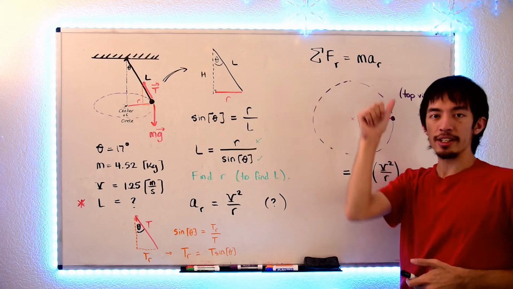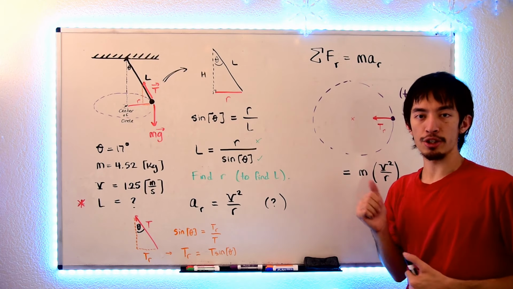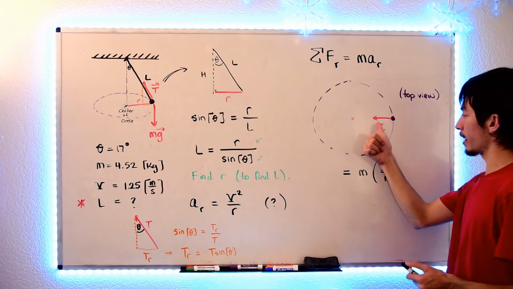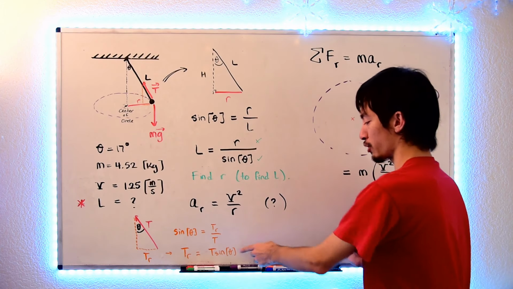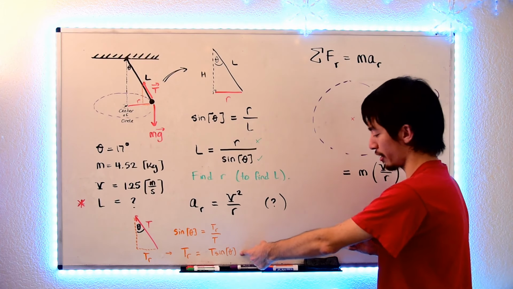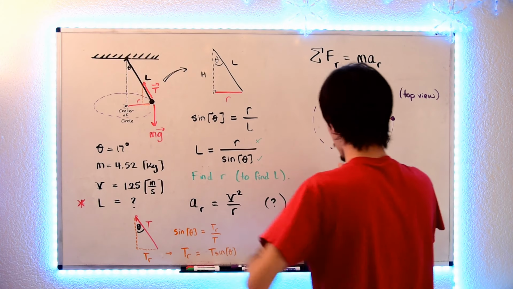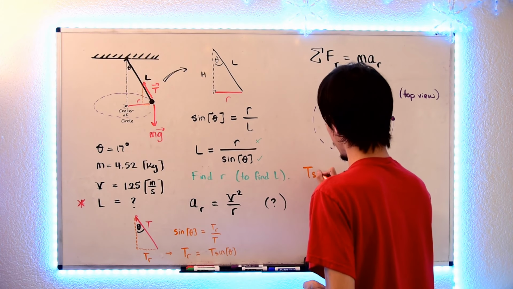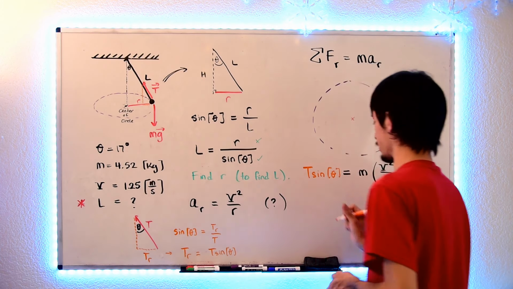On the left side, we need to consider all forces that point toward or away from the center of the circle. In this case, just the tension radial component, which we found to be T sine theta. So we have positive T sine theta because it points toward the center of the circle.